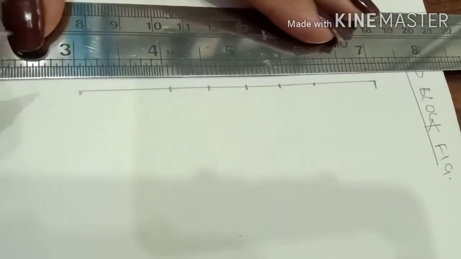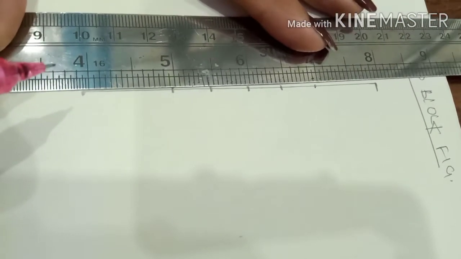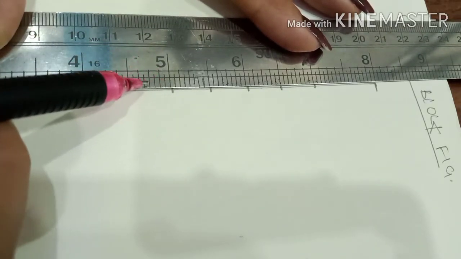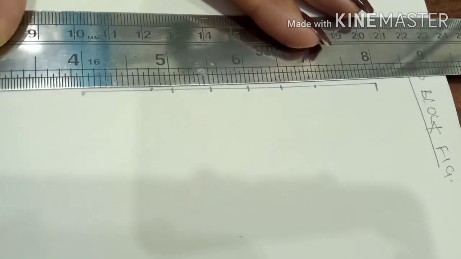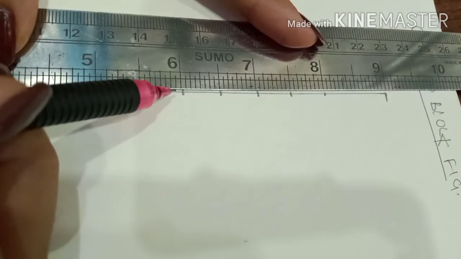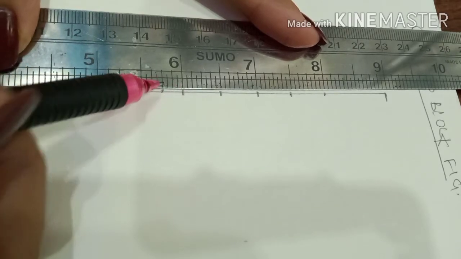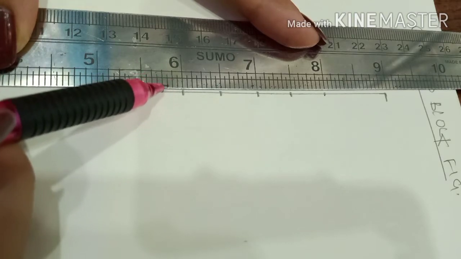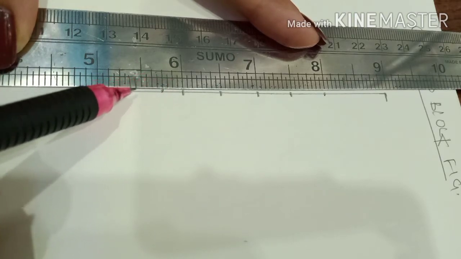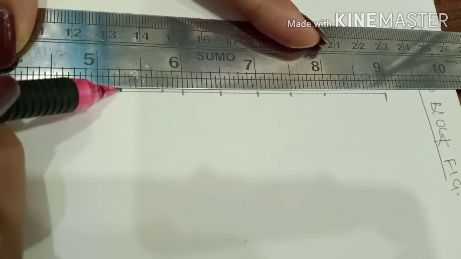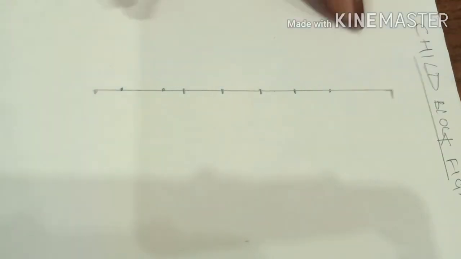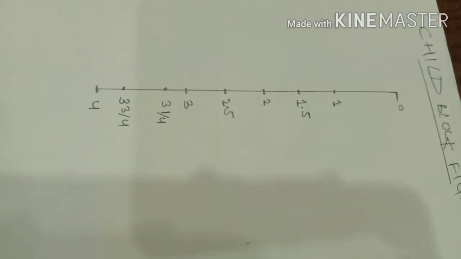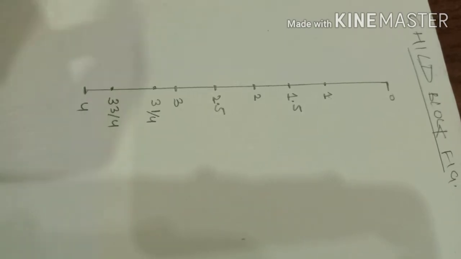1, 2, 3, 4 and 5. So after marking the point 3, 1 by 4, we will mark 3, 3 by 4, that is 13 lines. 1, 2, 3, 4, 5, 6, 7, 8, 9, 10, 11, 12, 13. So these are the points. After marking the points, now we will draw the parts.